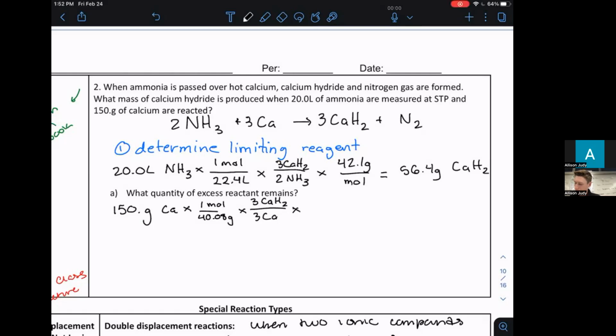And then again, we're using the same molar mass, 42.1 grams per mole of calcium hydride. This will tell us that if we start with 150 grams of calcium, we will get 158 grams of calcium hydride. So our limiting reagent is going to be our ammonia, our NH3. Question?